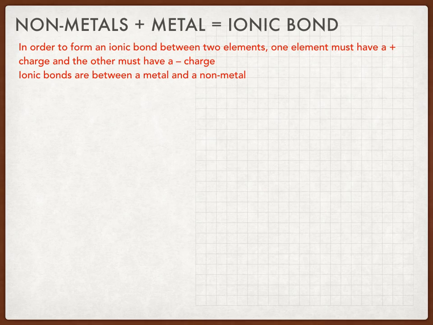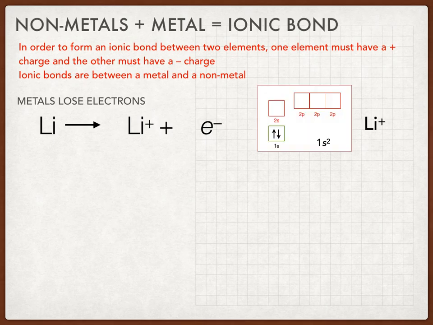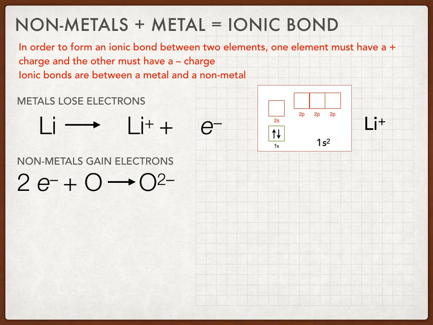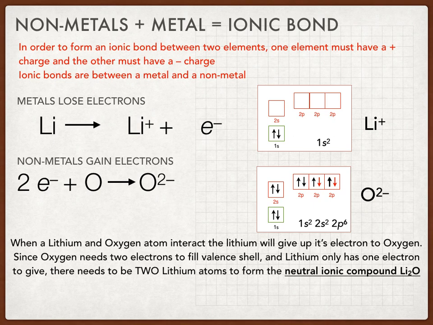So metals plus nonmetals equals an ionic bond. So again, metals lose electrons, so lithium lost 1 electron to be lithium plus, right? Because it lost that 1 electron. Nonmetals gain electrons, so oxygen will have gained 2 in order to be oxygen 2 minus, okay? So when lithium and oxygen interact, the lithium will give up its electron to oxygen.